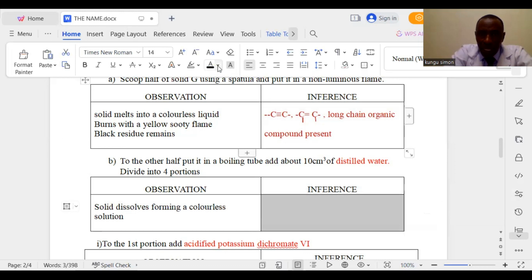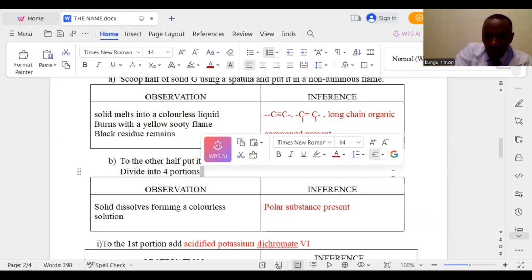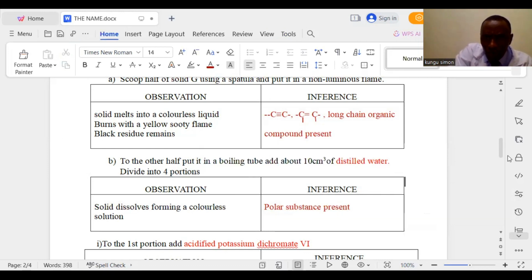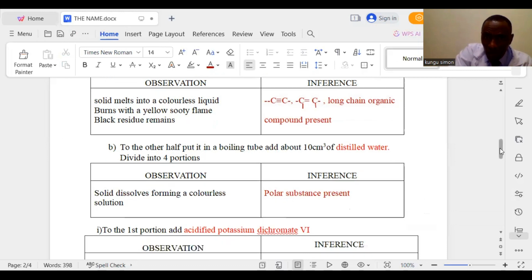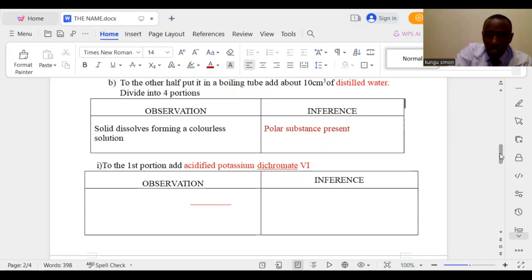that it implies that my solid is actually polar. Let's have a look at that. Now, then, let's move to the next one. So far, what we can say here is that I am either having an unsaturated compound or a long chain, and then number two, we can say the substance is polar. So far, we can have those two comments about the solid.